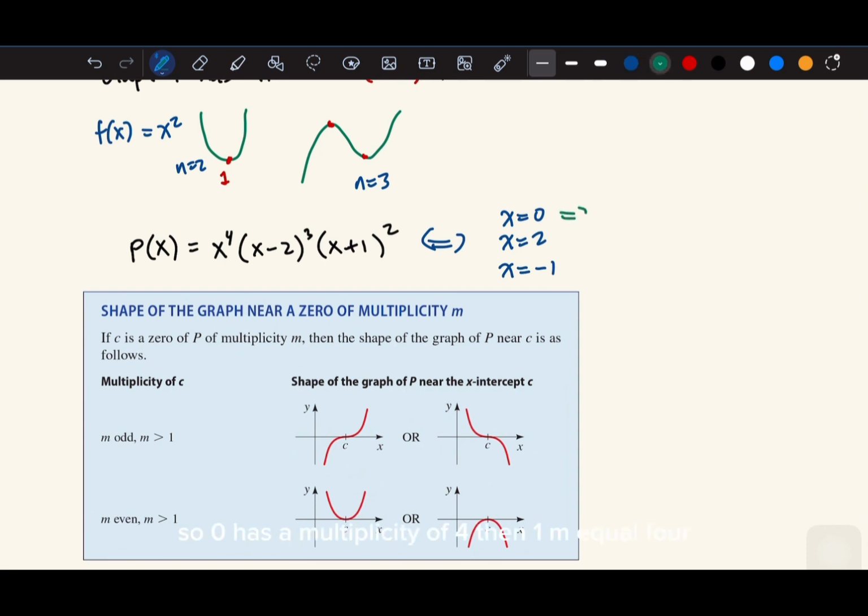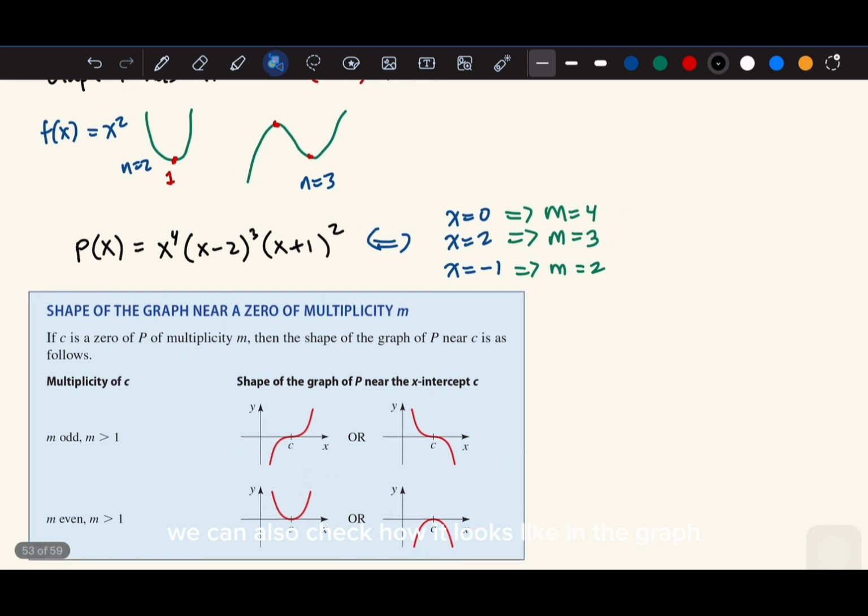So 0 has a multiplicity of 4. You can write m equal 4. X equal 2 has the multiplicity of 3. X equal -1 has m equal 2. We can also check how it looks like in the graph by checking the line numbers first. So taking -1, and then 0, and then 2. So check all the numbers in between, nearby these zeros.